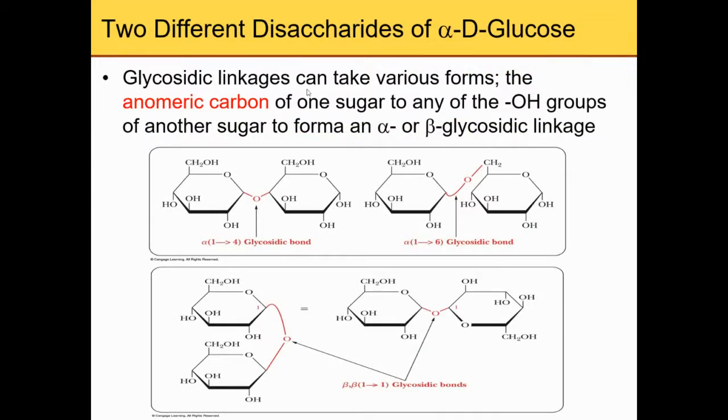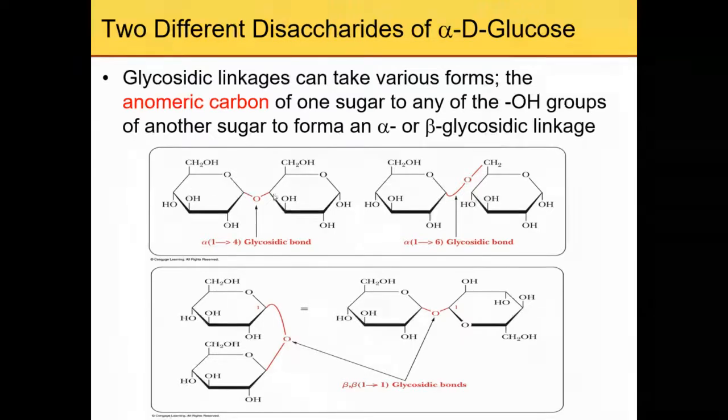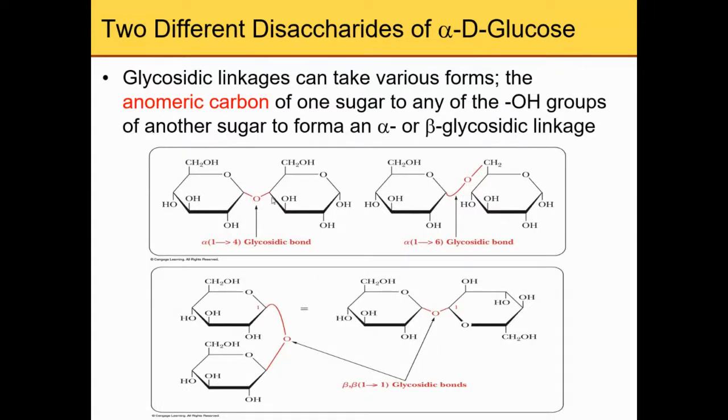So the glycosidic linkage can take various forms: the anomeric carbon of one sugar to any of the hydroxy groups of another sugar to form an alpha or beta glycosidic linkage, right? So like this one is alpha 1,4. This is number 1, all right? This one is number 1, and then 1, 2, 3, 4, and this is 1,4. It's a 1,4 glycosidic bond.